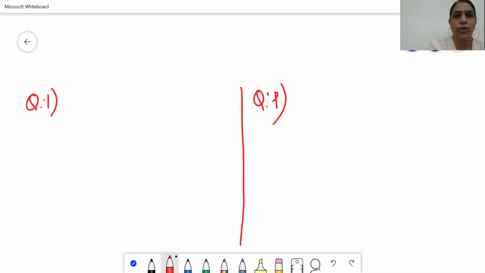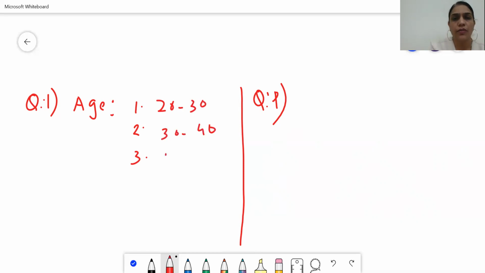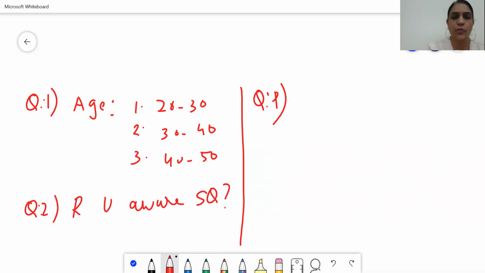So now I have two variables: service quality and age. My first variable, I can ask age in this pattern. Like age, I will give the categories: age from 20 to 30 years, 30 to 40 years, 40 to 50 years. Clear? And my second question is: are you aware about service quality? A very simple question. I don't have space, so I'm not writing the full question. You just understand. And the options could be yes and no.